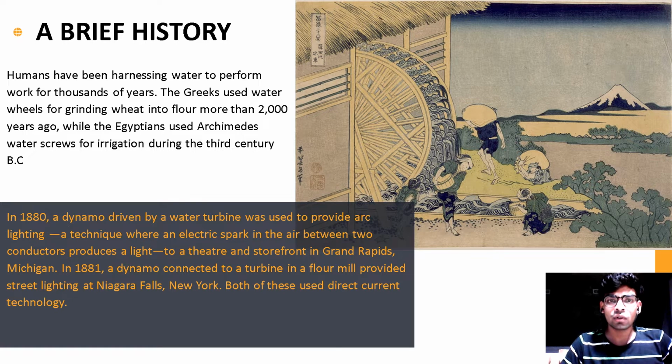Now, for over thousands of years, humans have been harnessing energy from water to accomplish day-to-day tasks such as grinding of wheat into flour using water wheels, irrigation using Archimedes' screw, etc. But the invention of the dynamo has become a significant step in the history of our civilization, as now we can use water to generate electricity and perform several complex tasks.